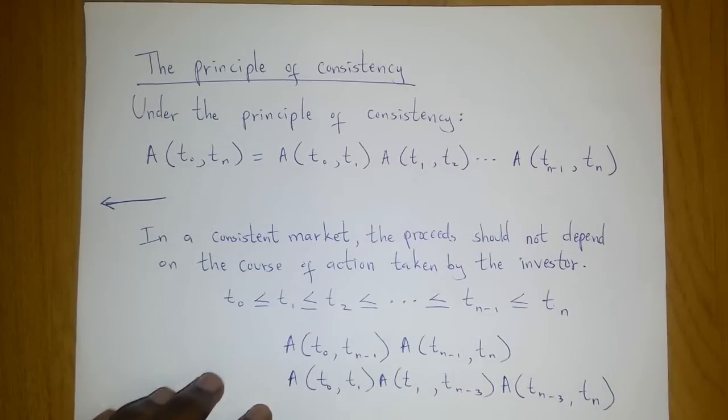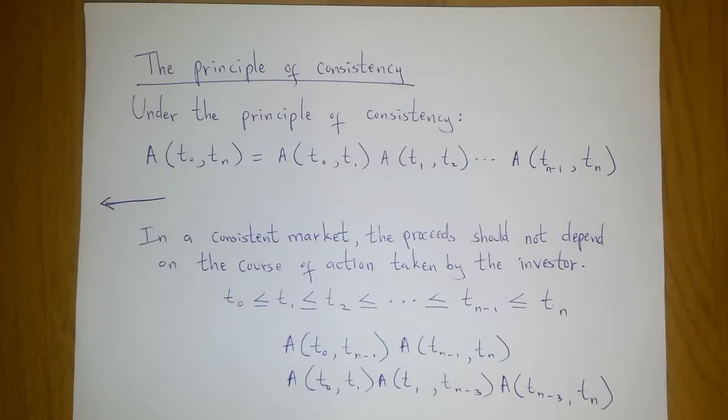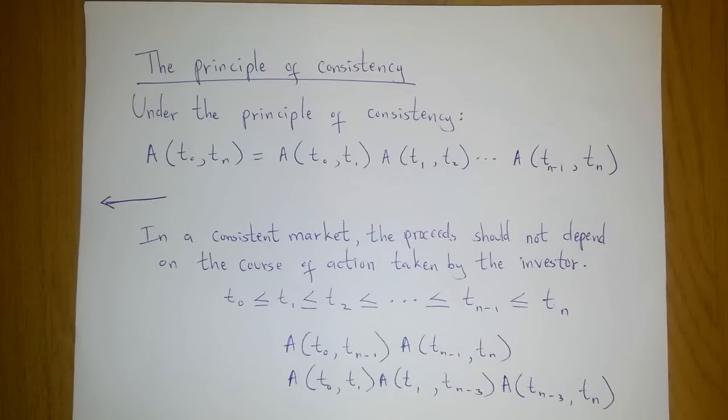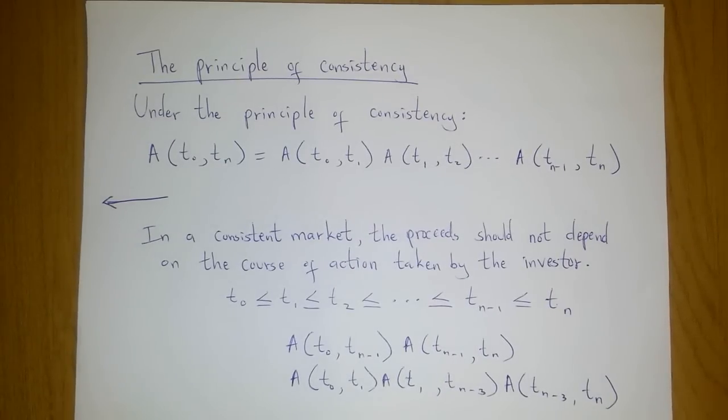They are all equal. It doesn't matter what course of action you take. This accumulation gives you the same amount at the end of the day. So what the principle of consistency basically says is that in a consistent market, the proceeds should not depend on the course of action taken by the investor.